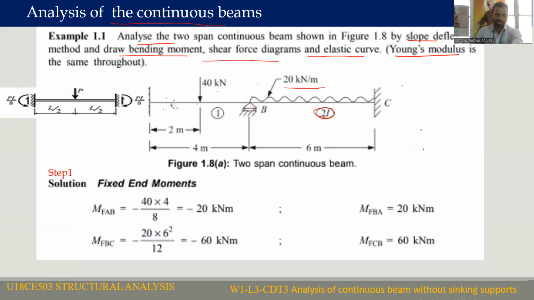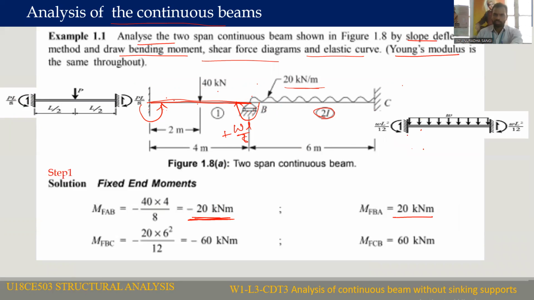So first of all, I want to calculate MFAB for the AB span. MFAB will be equal to minus WL by 8. We are getting W value is 40 kilonewton, L value 4. For WL by 8, if you calculate it, you are going to get minus 20 kilonewton meter. Similarly, if you calculate MFBA, the magnitude is same, but sign is different, plus WL by 8. So 20 kilonewton meter.